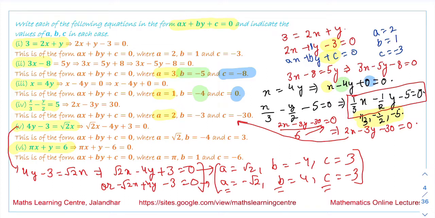Now in the next part it is pi x plus y is equal to 6. We shift the 6 to this side, so we get pi x plus y minus 6 is equal to 0. So what is the value of a, b, c over here? A is pi, b we have is 1 because it is basically 1 into y over here, and the constant term is minus 6.